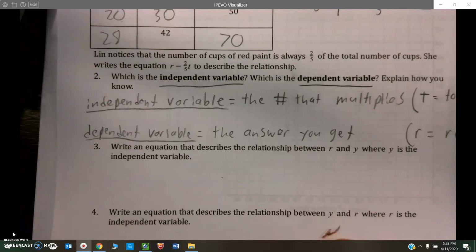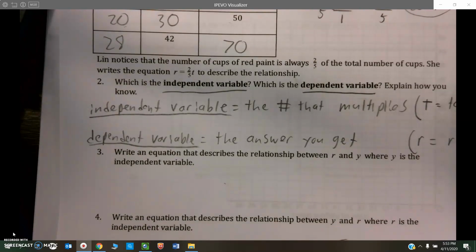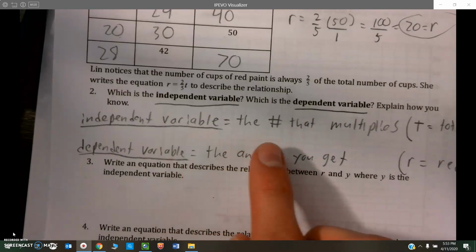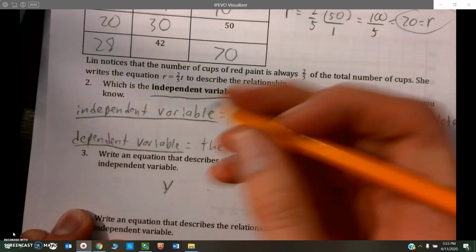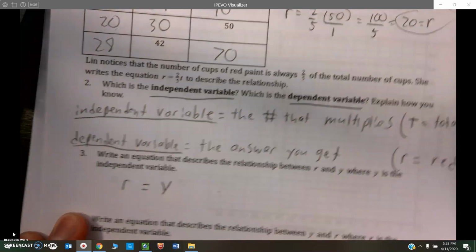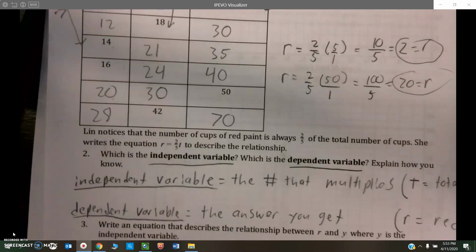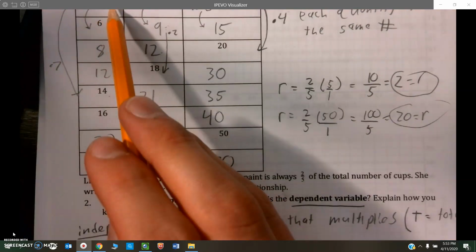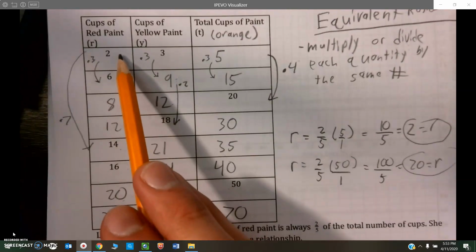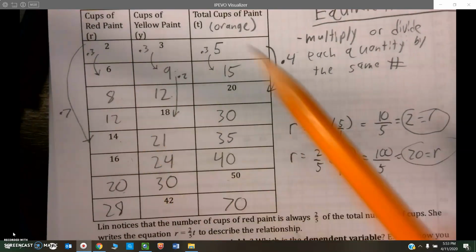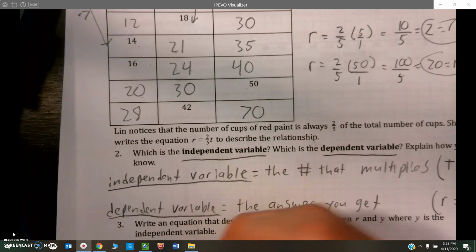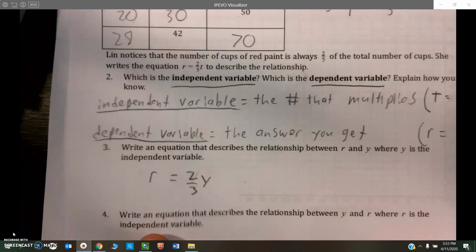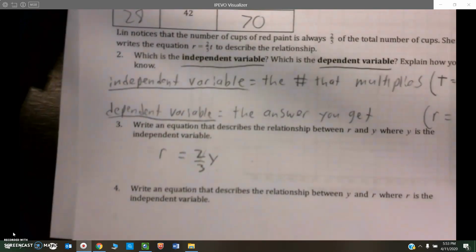So now it says write an equation that describes the relationship between r and y, where y is the independent variable. So up here it says independent variable is the number that multiplies. So y is going to be multiplied by something. R is going to be the dependent variable again. Okay. And so I can see that when I compare red to yellow, it's a 2-to-3 ratio. So R is always going to be 2/3 of y. Will be my equation here.